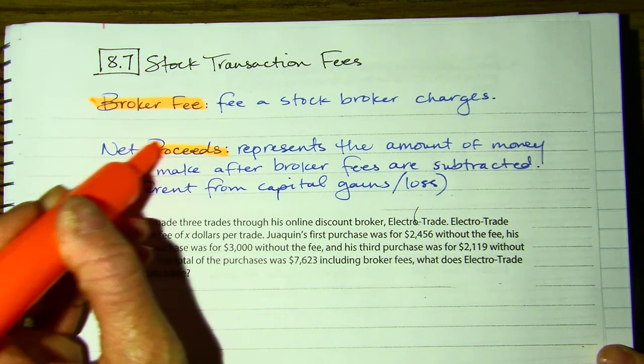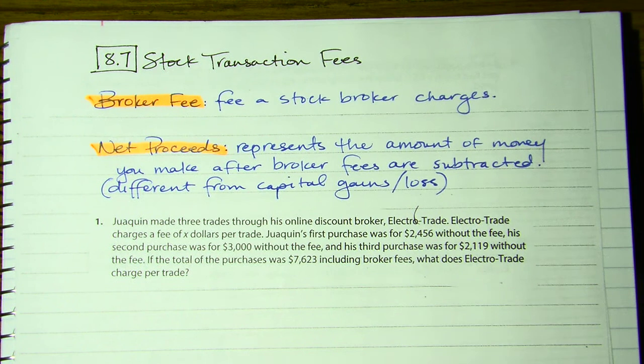Net proceeds is very different from capital gains or loss. This is the amount of money you actually make after you pay the fees to your broker. We're going to do some examples that should represent the ones on your homework.